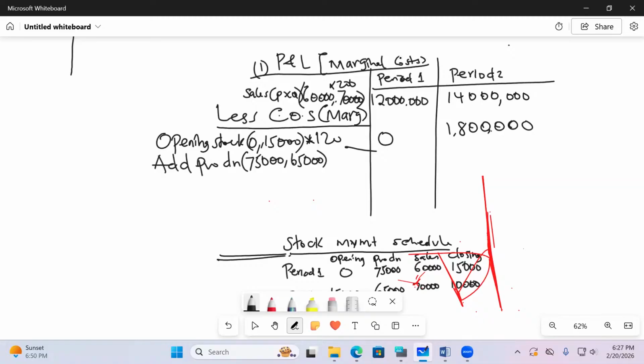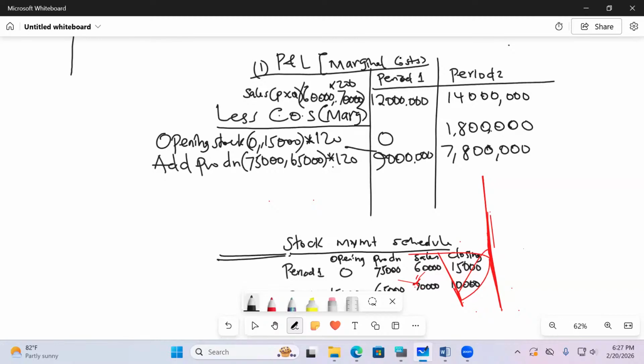You can never add profits on this. Because we are still valuing this using marginal, each unit here still will be valued at how much here, somebody? At 120. So remember, the first one will be for period 1. So 75,000 times what here, somebody? 120, which will end up giving me what figure? 9 million. And then for period 2, we have 65,000 times 120, which will end up giving me what figure? 7.8 million. Thank you so much.